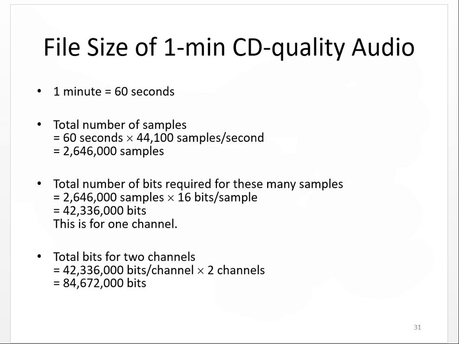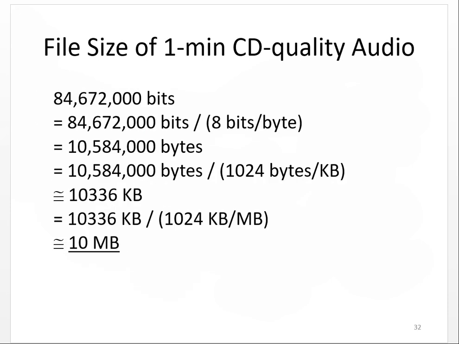So the total number of bits, with the stereo channel used, is equal to 84,672,000 bits. This is how you can calculate it in terms of bits. If somebody asks you to find the number of samples, do it up to this extent. If somebody asks for the bits for one channel, do it up to this point. If somebody asks for two channels, do it up to this point. Next, find the file size of 1 minute of CD quality audio.